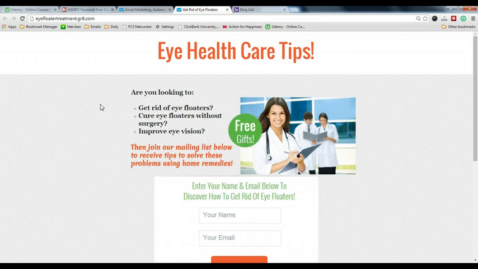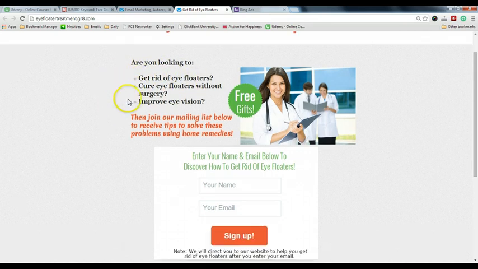The second thing is the benefit statement. What kind of solution are you offering to solve their problem? For example, I'm promoting an offer related to eye vision and eye problems. So this is something that I want them to see: how to improve their eye vision, how to get rid of eye floaters. And the image must be relevant.